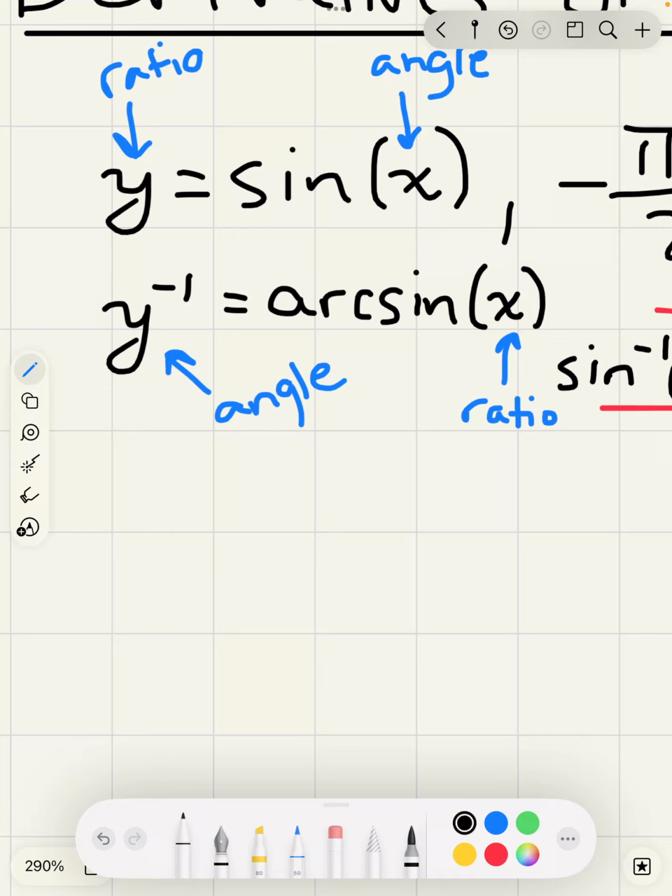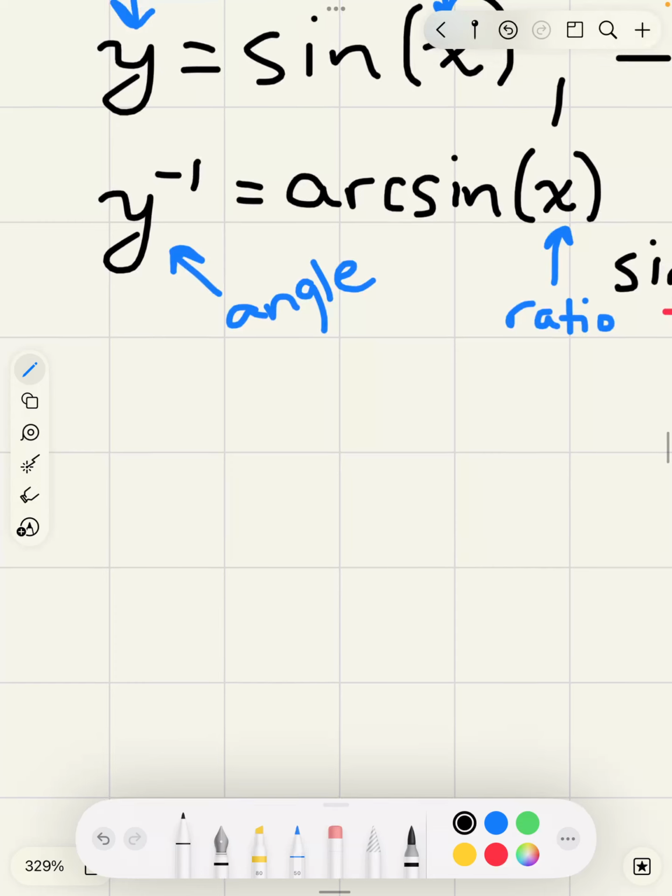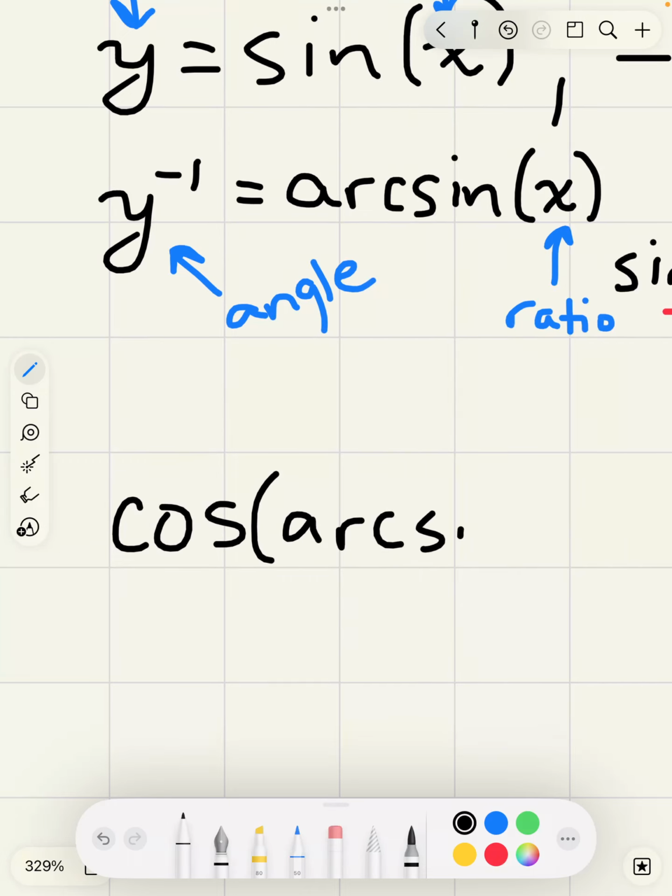And one last thing before we get into derivatives is actually using these notions of what's an angle, what's a ratio, to evaluate things like, for example, cosine of arc sine of x. So we know that arc sine of x is an angle. Angles we usually denote using the Greek letter theta. You could use other Greek letters depending on context. But arc sine of x is an angle, and we want to evaluate cosine of that angle.